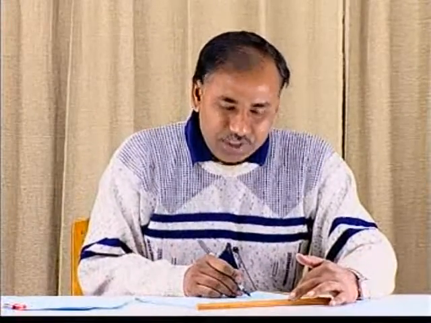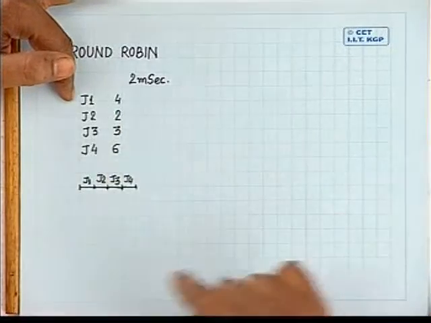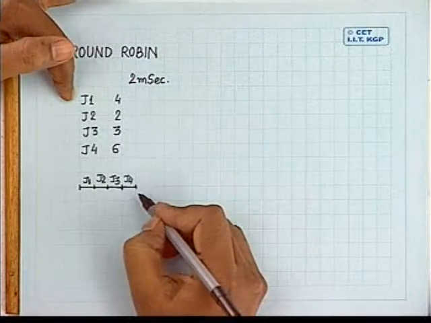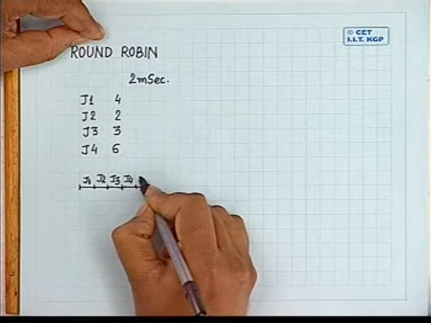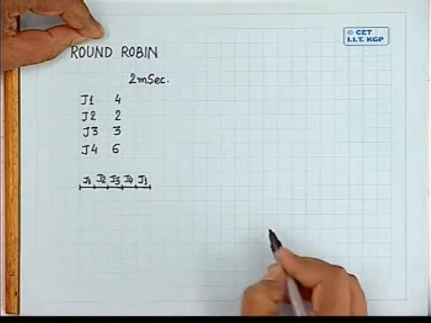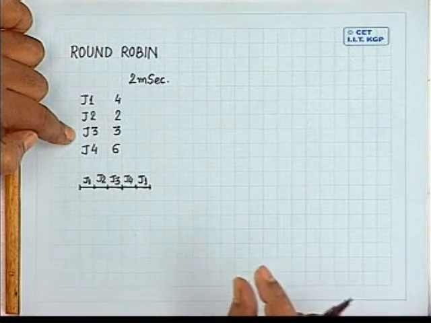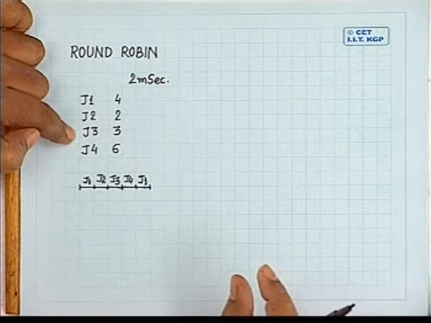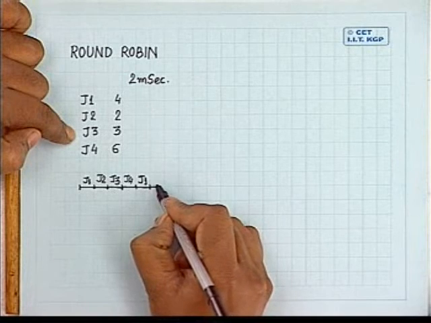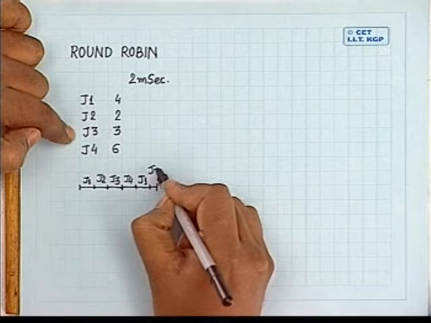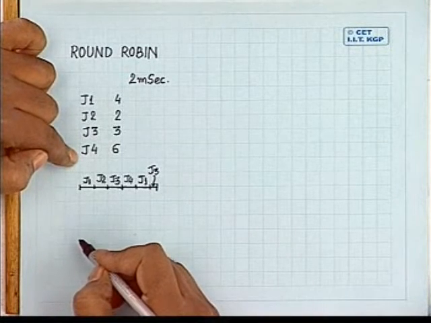So after job J4 has completed 1 time quanta, I come back to job J1 because this is moving in a circular direction. Job J1 is waiting for its remaining CPU burst of 1 time quanta. So job J1 will be completed. Then comes job J3, which is waiting for a remaining CPU burst of 1 millisecond, because out of 3 milliseconds, 2 milliseconds are already complete. So job J3 will be executed for 1 millisecond, and after that job J4 will be taken up for execution.